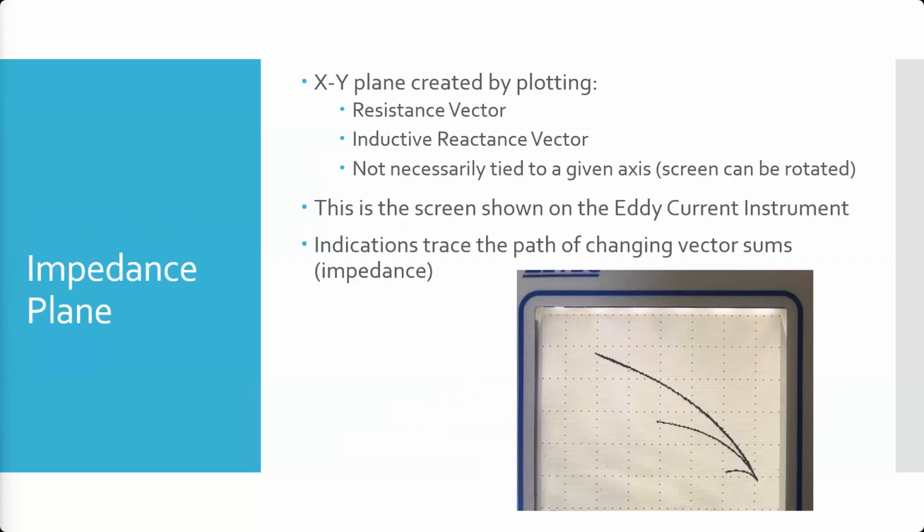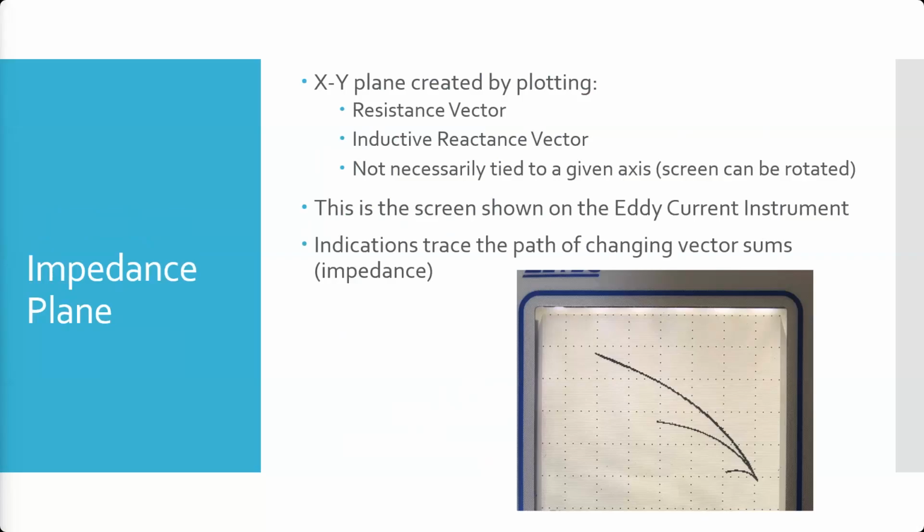But this screen can be rotated. So I can't tell you by looking at this which direction is inductive reactance, which direction is resistance or induction, or which direction the vector sum ultimately is. But what'll happen is that changes as the impedance changes. Over time, this point moves around on the screen.